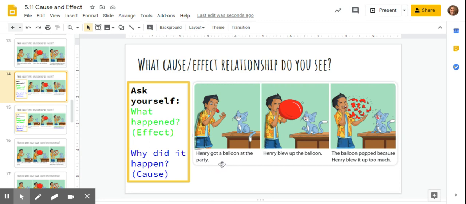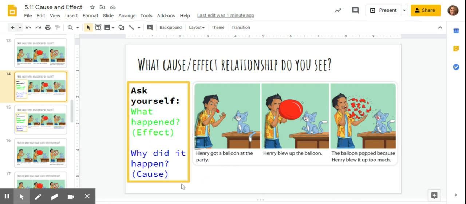When I look at this, I see that Henry is getting a balloon. Henry blew up the balloon. The balloon popped. Ooh, okay, so that's telling me what happened. What happened is the balloon popped. If it's what happened, that's called the effect.